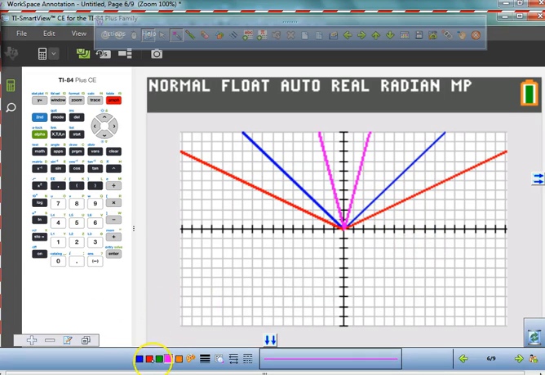Stretch means what? Stretch means it's going towards the x-axis. Compressed means it's going away from the x-axis. Okay? So this one is being compressed away from, and this one is being stretched towards.